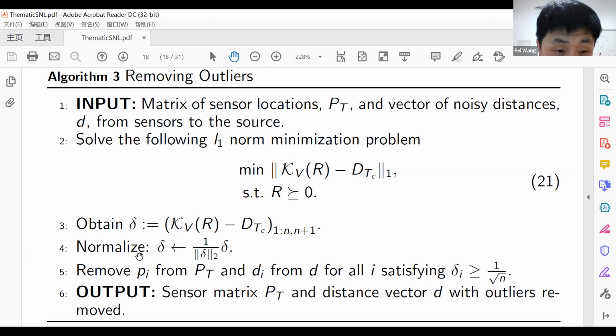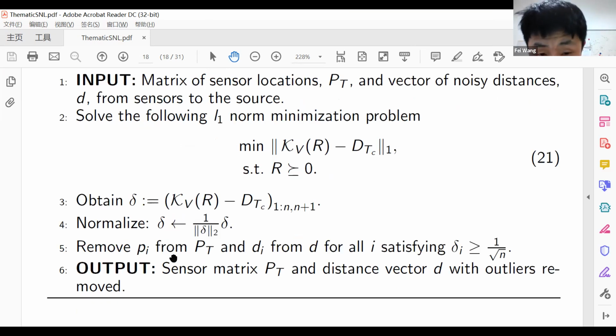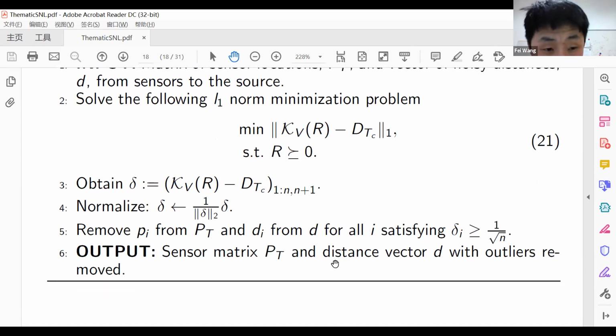And then we normalize it. And then we remove these towers from P^T and the corresponding entries from D, for all these i's satisfying that the normalized error is greater than or equal to a threshold. And the output is the sensor matrix P^T and distance vector D with outliers removed.